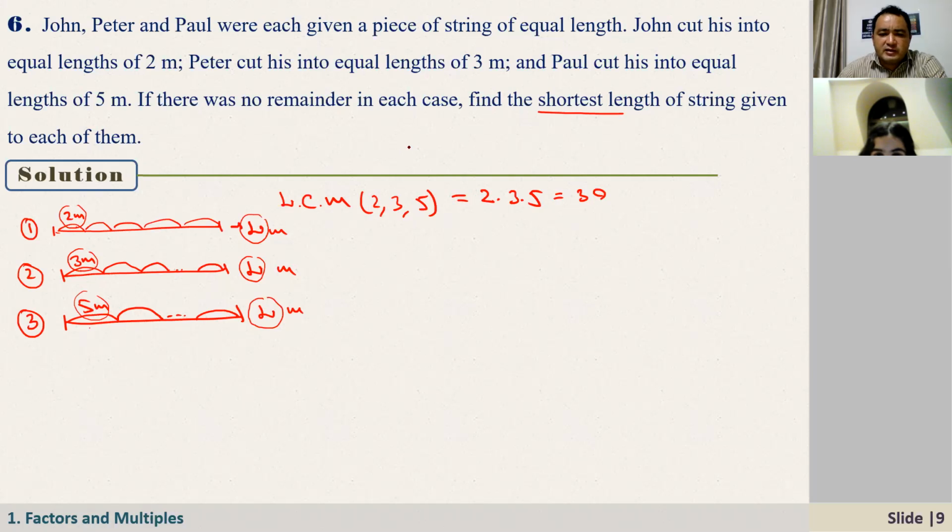So actually all of these people were given strings of length 30 meters, right? So John actually cut into 15 equal pieces, 15 parts. And Peter 10, and Paul, it is 6. Okay.